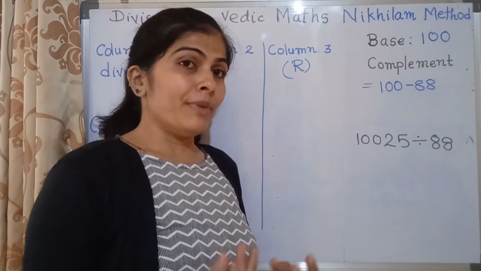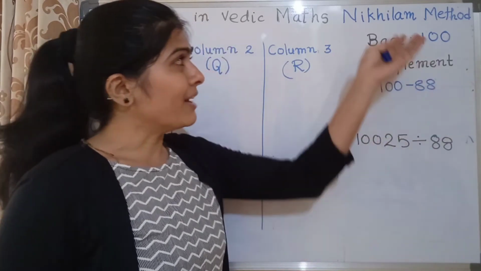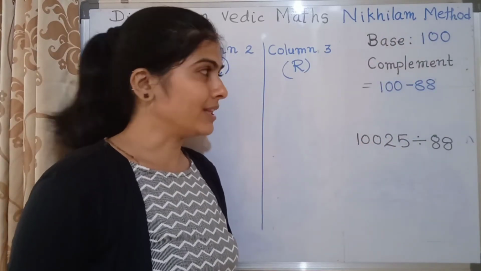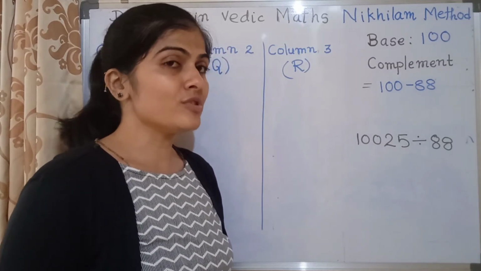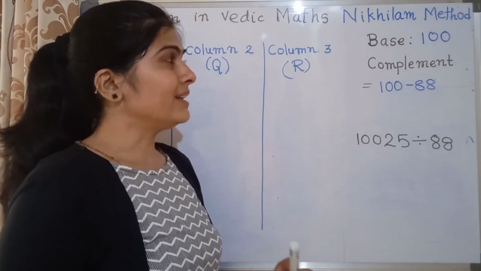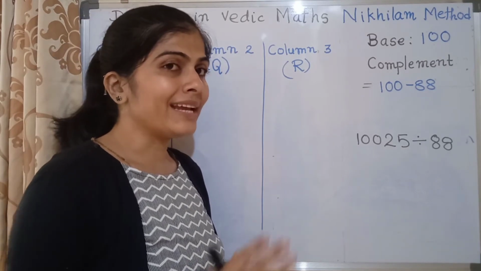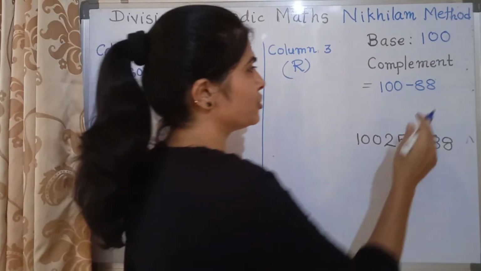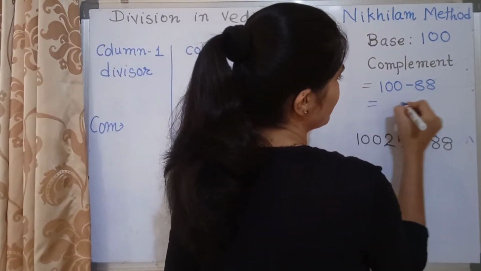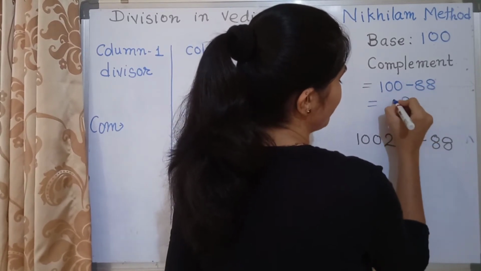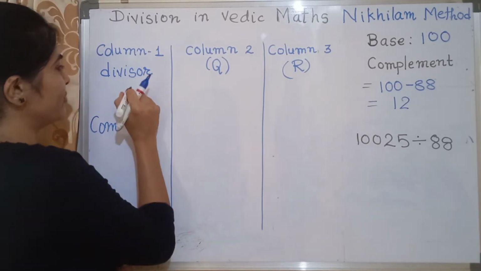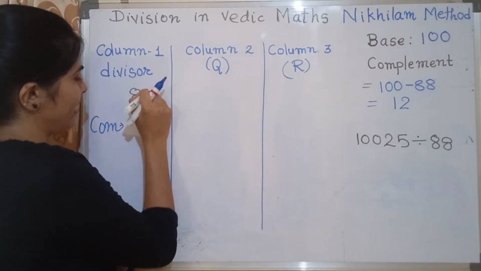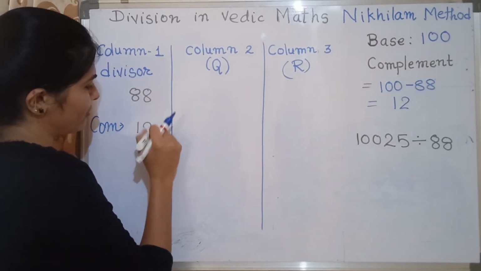And you may have a question in your mind: why is this method known as the Nikhilam method? The reason is that I have explained in the earlier videos of subtraction that the Nikhilam method is all from 9 and the last digit from 10. So this should be subtracted from 10, so it is 2, and this should be subtracted from 9. So 12. So what I can write over here is my divisor is 88 and my column is 12, right?